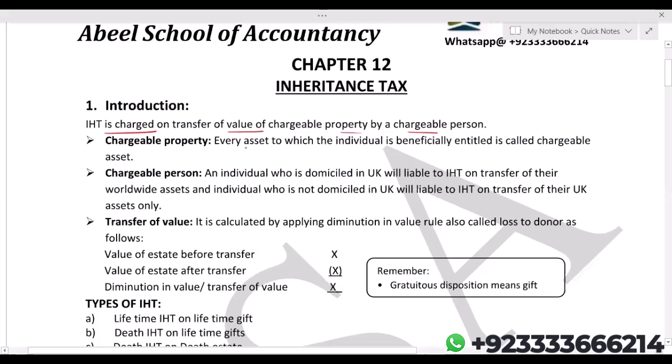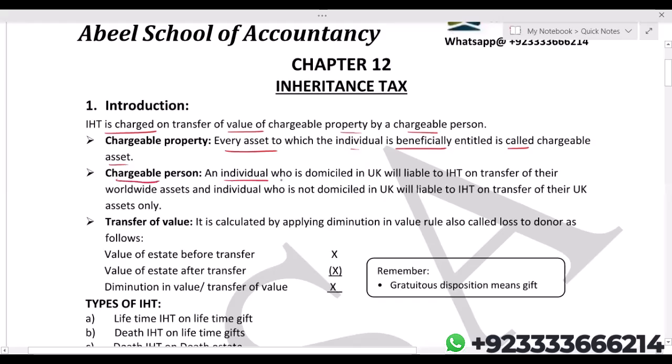Chargeable property: every asset to which the individual is beneficially entitled is called a chargeable asset. For example, like in CGT, for example, a father has given cash as a gift to his daughter. Cash is an exempt asset in CGT. Under IHT, it is not exempt. Even a car is an exempt asset under CGT. It's not exempt in IHT.